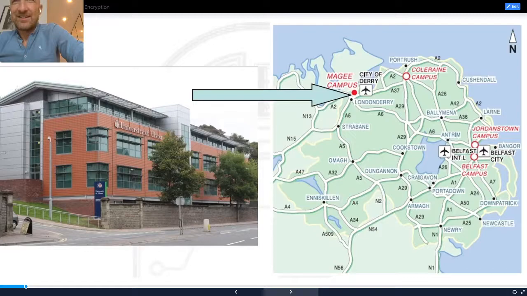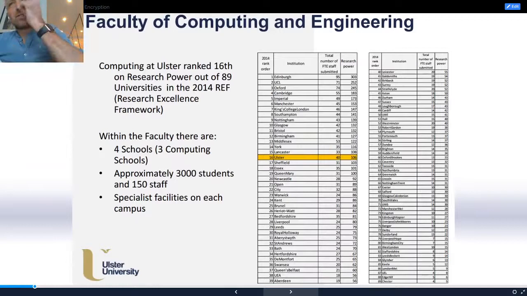Ulster University has done quite well in what we call research. It's a research framework which ranks universities on their subjects. Out of 89 universities which have computer science departments, Ulster is ranked 16th. So we've got quite a good track record in computer science.